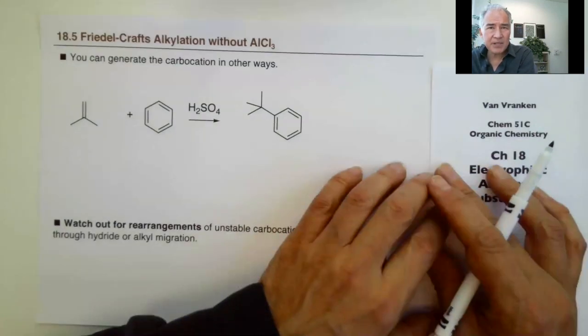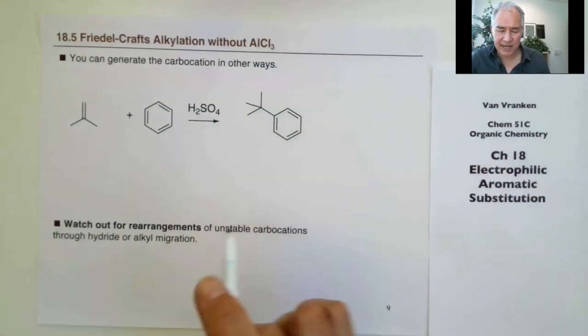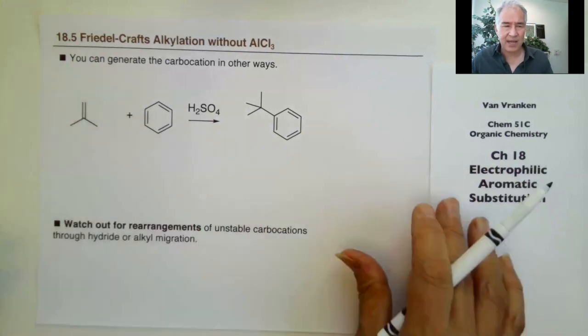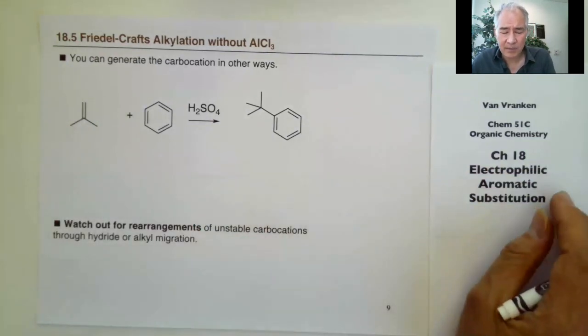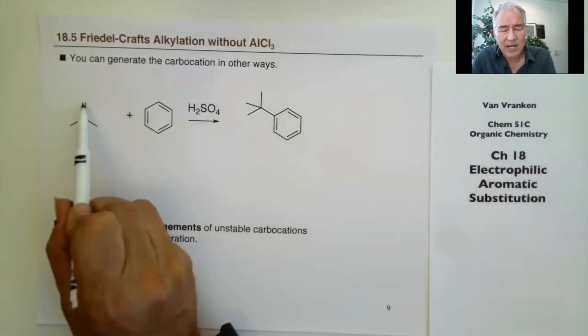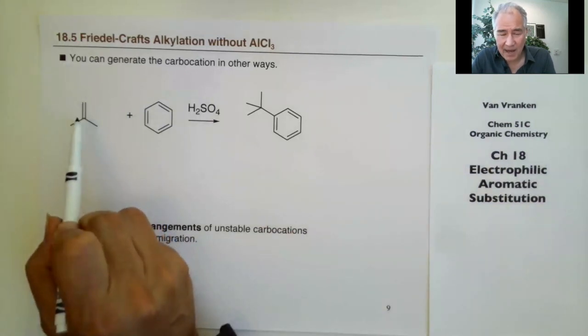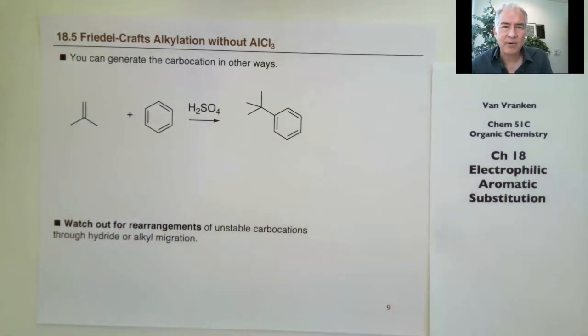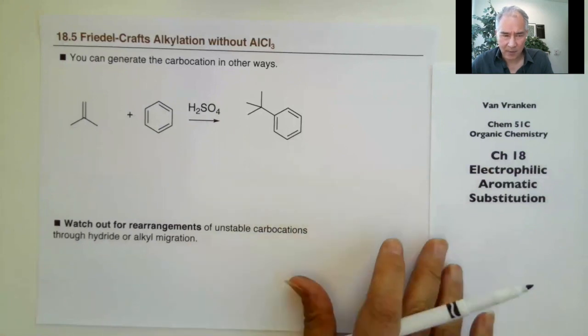Sometime in chapter 10, you learned that you can add HCl to CC double bonds, you can add water to CC double bonds, but it always starts with protonation of the double bond. And so we can use the same conditions that we use to generate carbocations in chapter 10, and those carbocations will add to benzene rings. Let's take a look at how that works here.